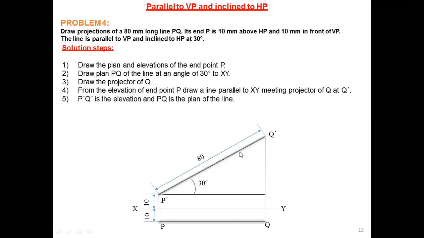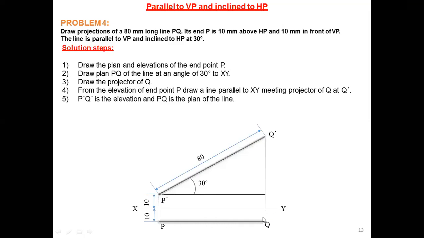Then fix a point anywhere in some area, call that P dash. From there draw a line at an angle of 30 degrees, then take 80 mm on the compass, cut this line, that will be your Q dash. Then draw the projection downwards from Q dash and from P dash, that will be your P, and this will be your Q.